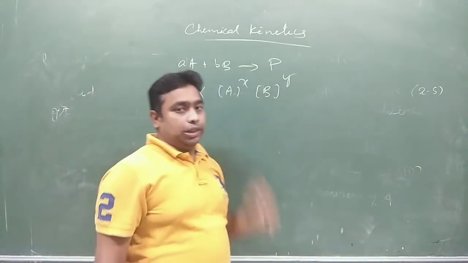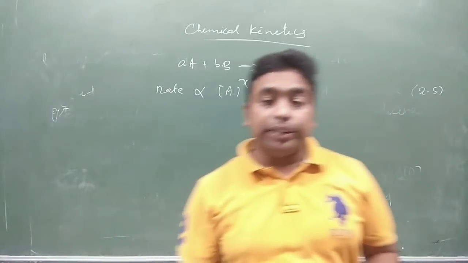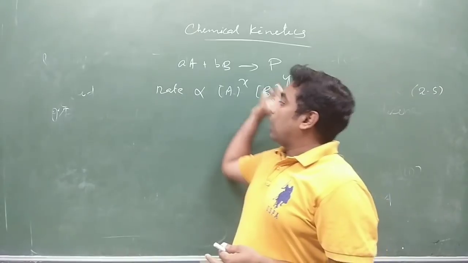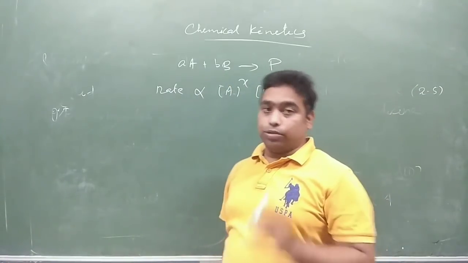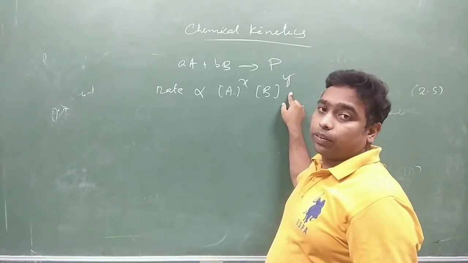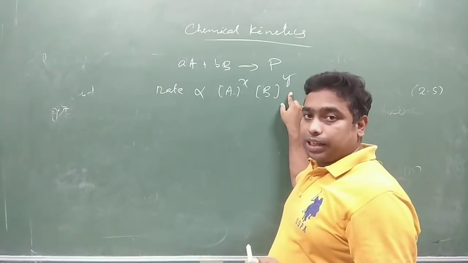X and y values we have to determine experimentally, whether and how they are affecting the rate. So x and y values are determined from the experiment. Is it clear to all?